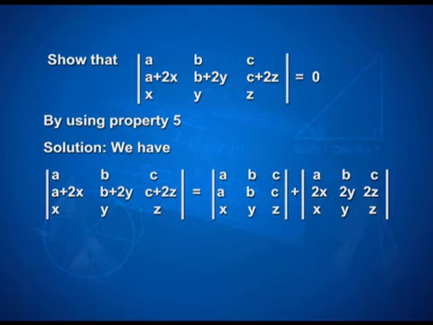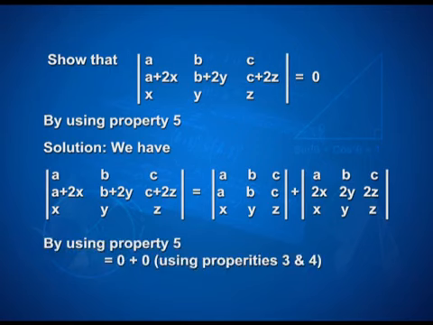I hope you have followed this step. We have separately written this in the form of two determinants. Now, by using property 5, the value of each determinant above is 0. So, 0 plus 0 gives us 0.